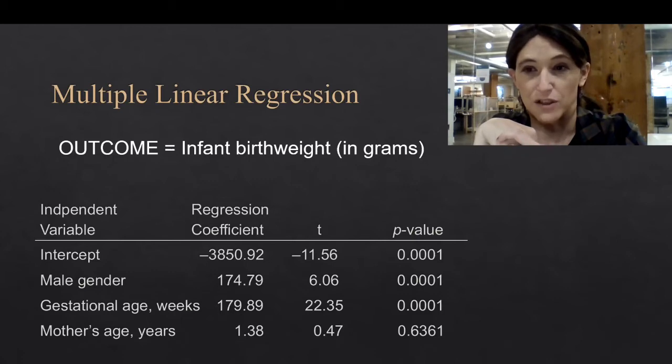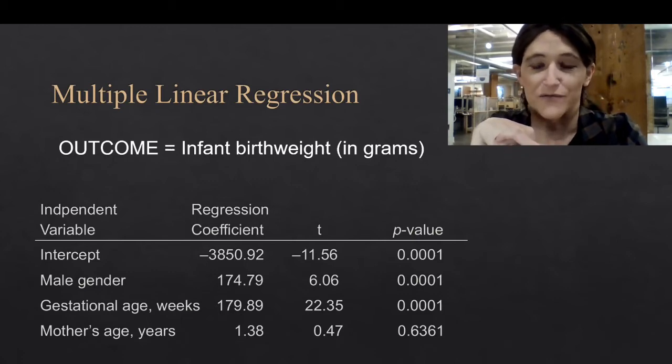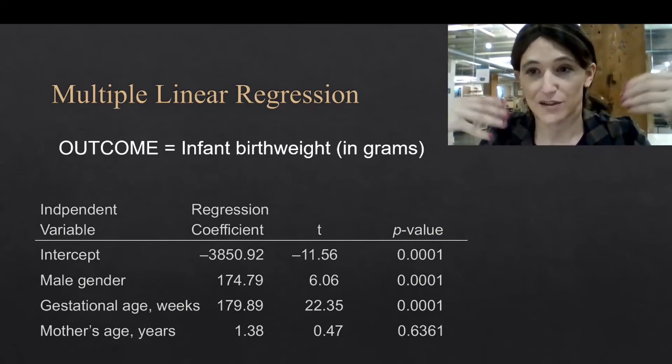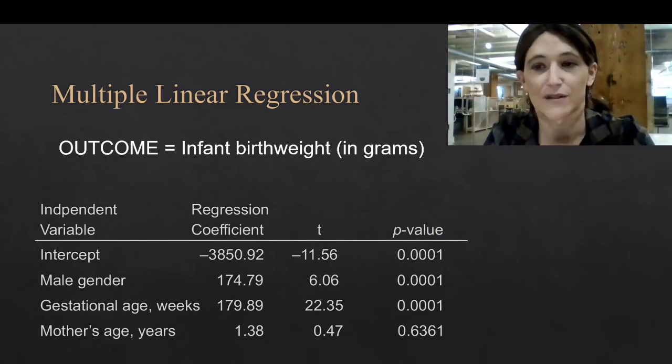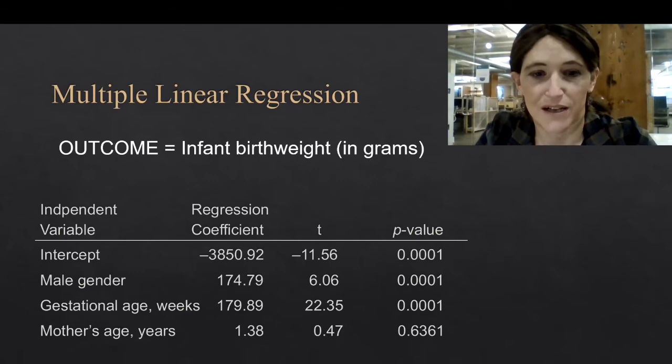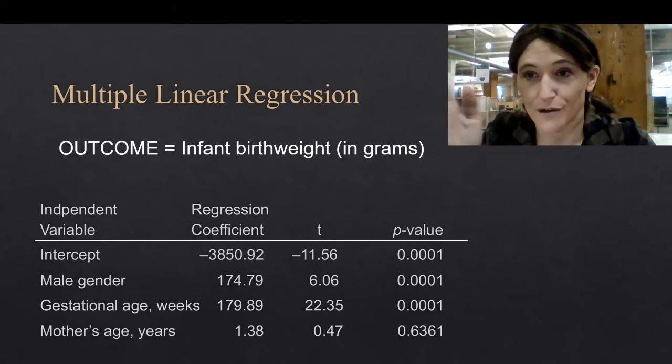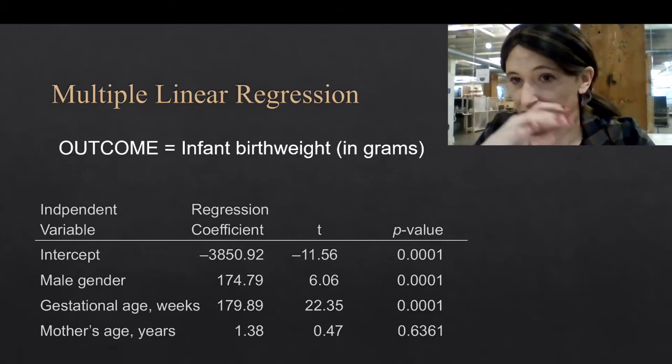Mother is 0 years old. So the intercept here is not necessarily interpretable, but we need it to calculate predicted values. Okay, so male gender of the newborn predicts a 175 gram difference, and that's it. That's all as far as you can go on that variable.